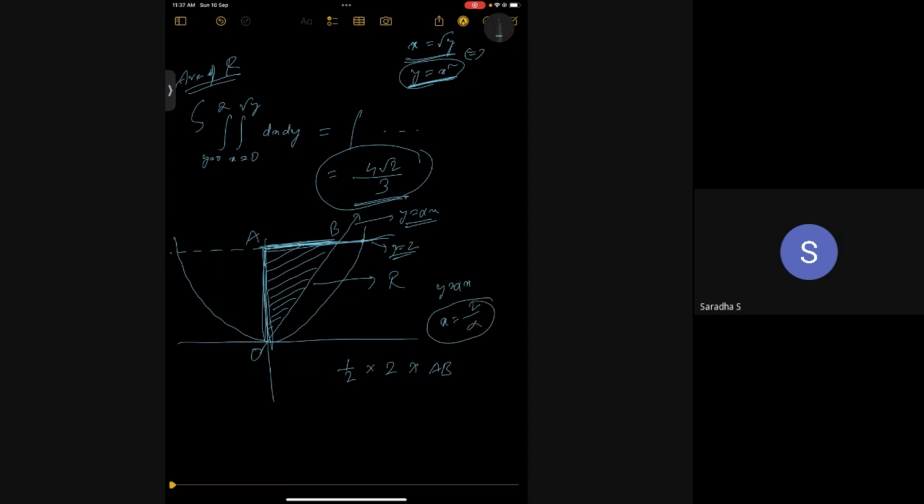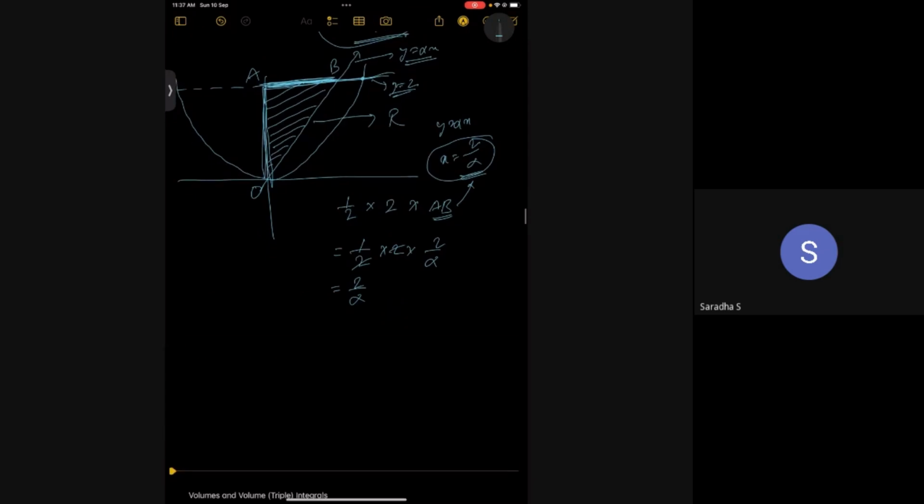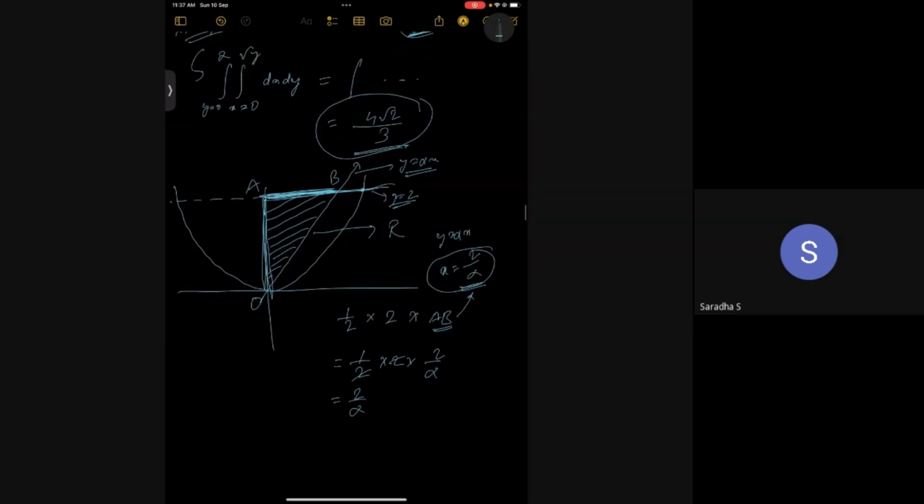So this base is exactly equal to 2 by alpha. So the area of the triangle is half into 2 into 2 by alpha. So it is 2 by alpha. Clear? So this triangular area is 2 by alpha.